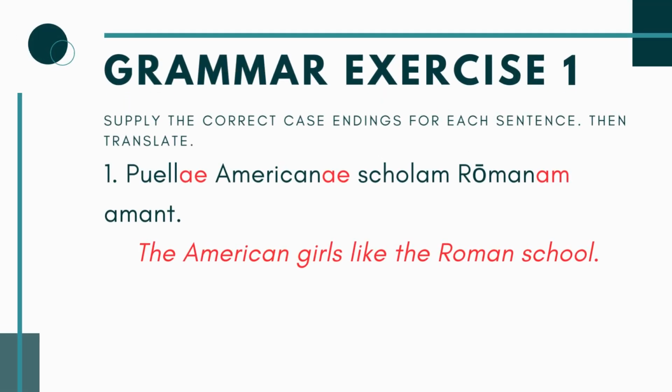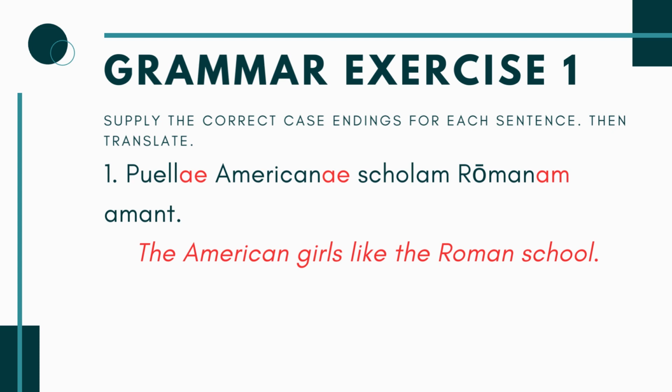In grammar exercise 1, we're trying to supply the correct case ending and then translate. The answers here in red are blanks in the actual textbook. In number 1, you have puel blank, American blank, scolam Roman blank, amant. Now the trick to this is looking at the verb. Your verb is amant. It ends in NT, so it's saying they like or they love. So your subject needs to be plural. We have scolam, which is school, and it's got an AM ending, meaning it's the direct object. So in other words, the school is not liking anything. Someone, or in this case multiple people, are liking the school.